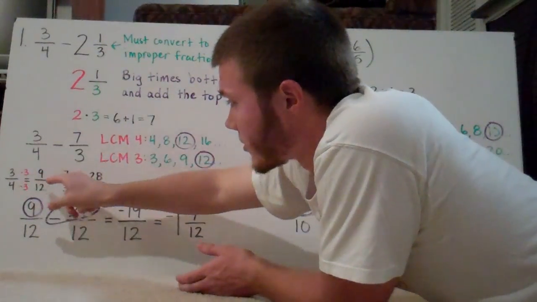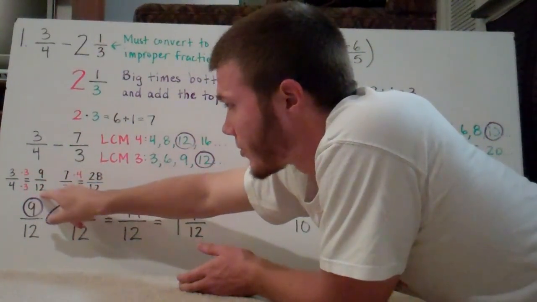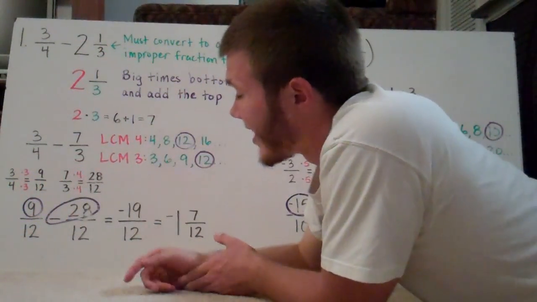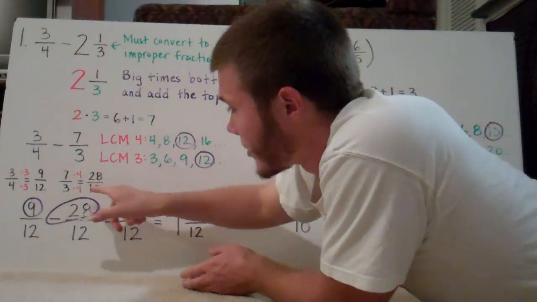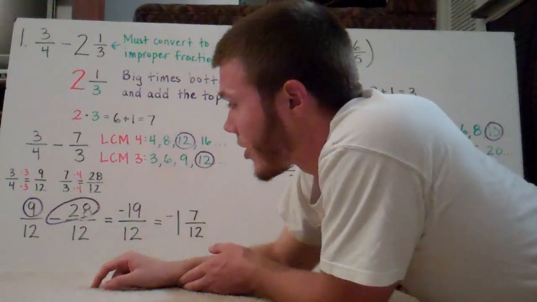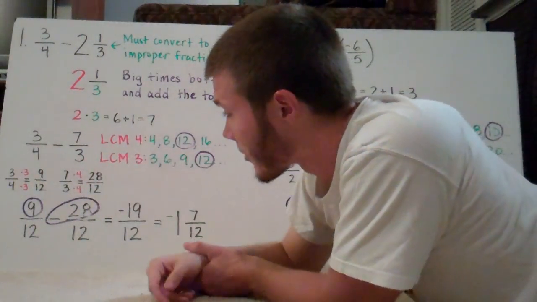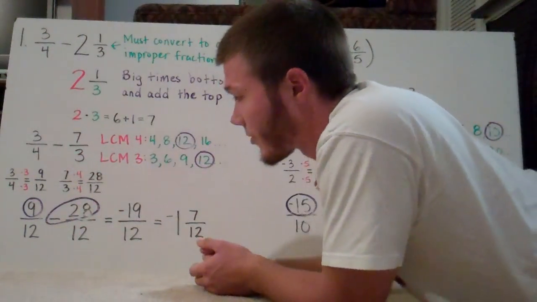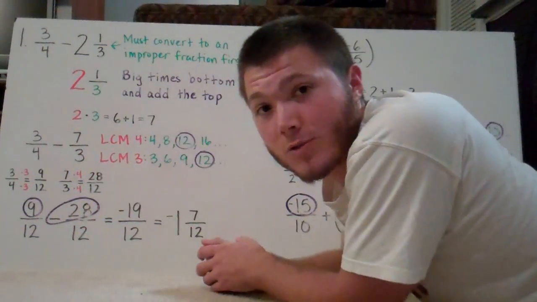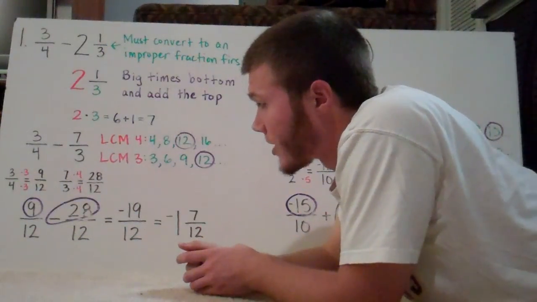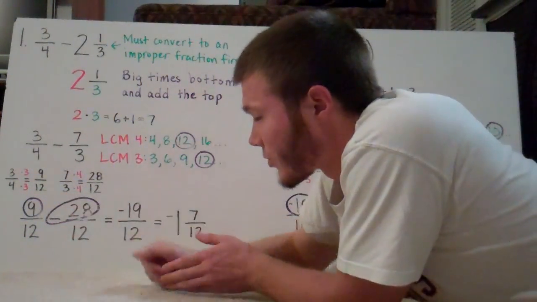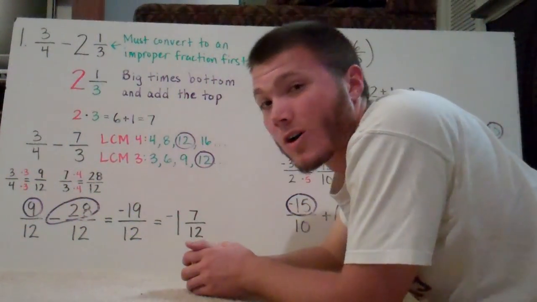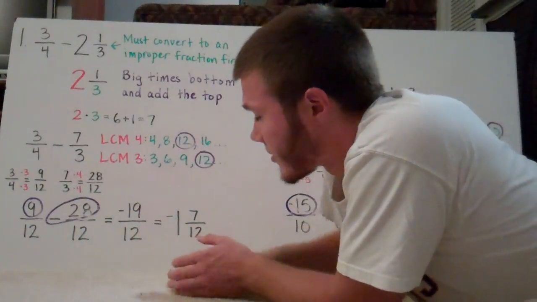To change 3/4 into 12ths, I have to multiply the bottom by 3, which means I have to multiply the top by 3. That's going to give me 9/12ths. Then 7/3. I need to turn that 3 into a 12, so I need to multiply the bottom by 4, which means I then have to multiply that top number by 4. So now I've got 9/12ths minus 28/12ths. Now you just have to subtract the top numbers, those numerators. 9 minus 28. You have $9, you owe 28. What you're left with is negative 19. You still owe 19. And then you keep the denominator, 12.